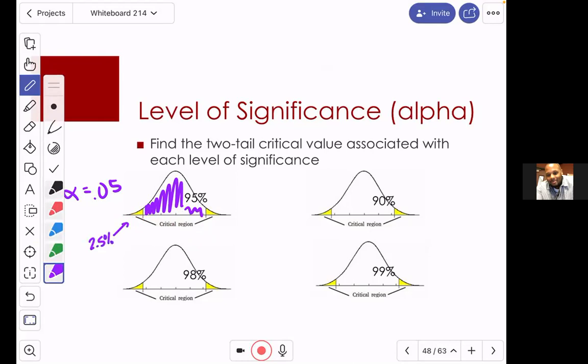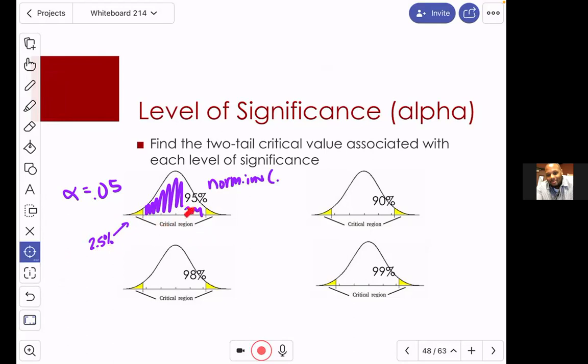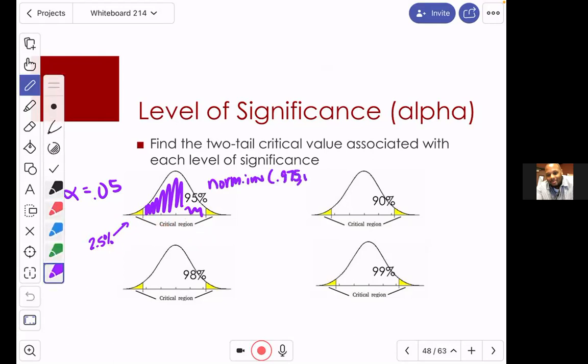So what I'm going to do now is go to Excel. I'm going to do norm.inv. I'm going to add this 2.5 to this 95, and I'm going to get 0.975. The mean is going to be 0, standard deviation is 1. That means if I want to find this critical value, z star, when I calculate that, we know that this should be 1.96.